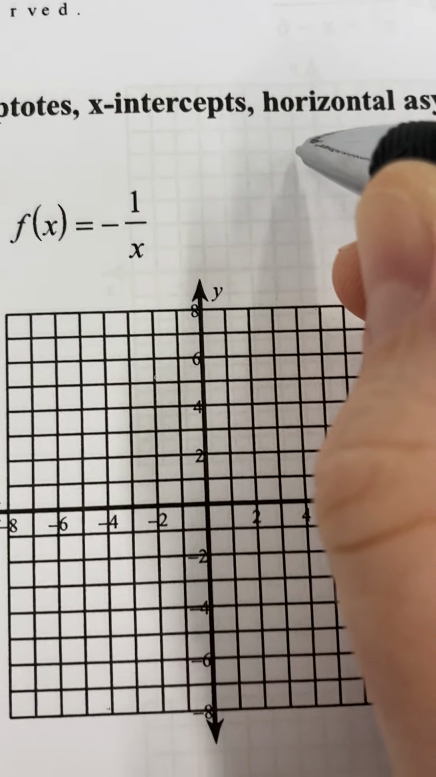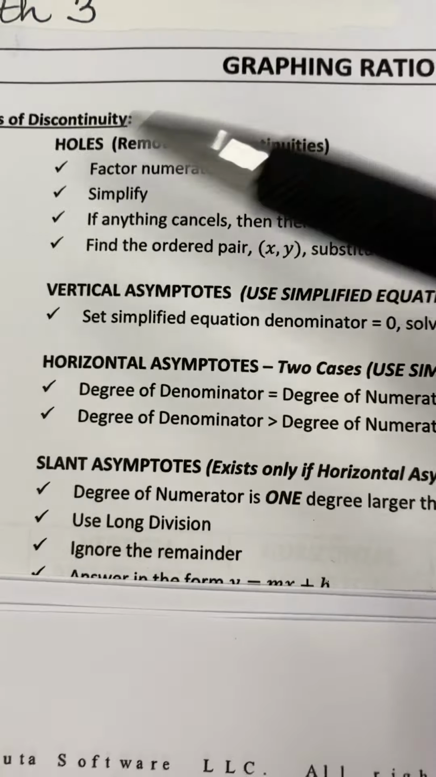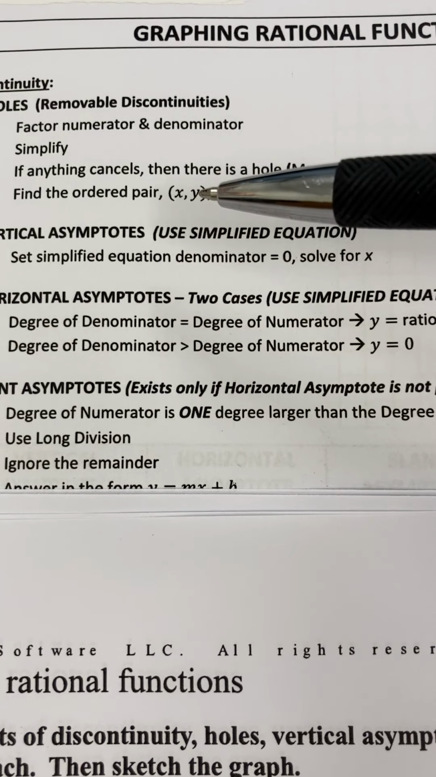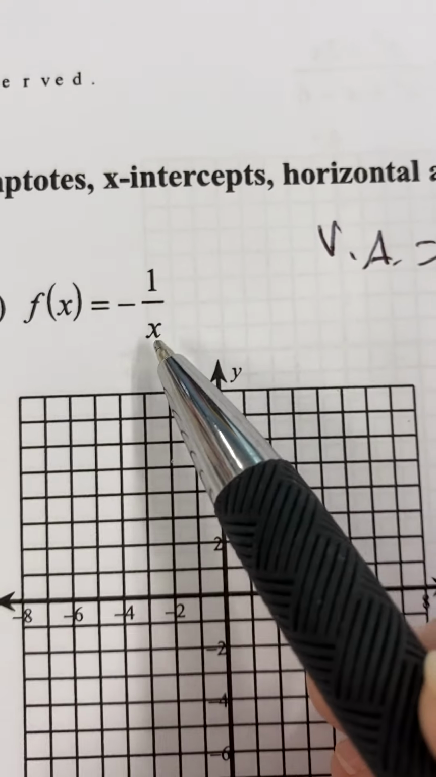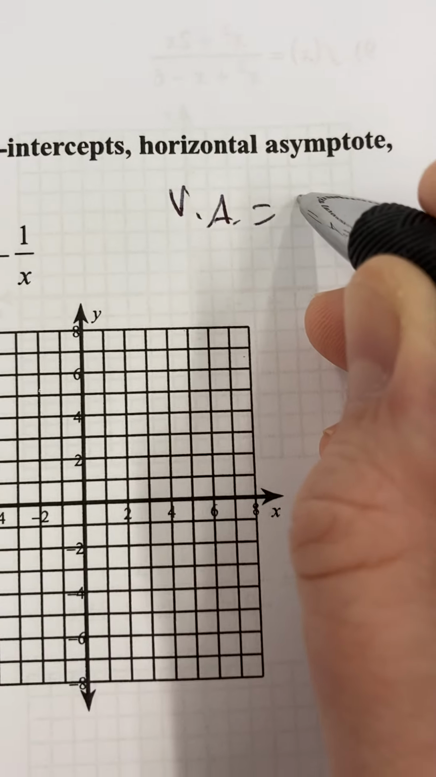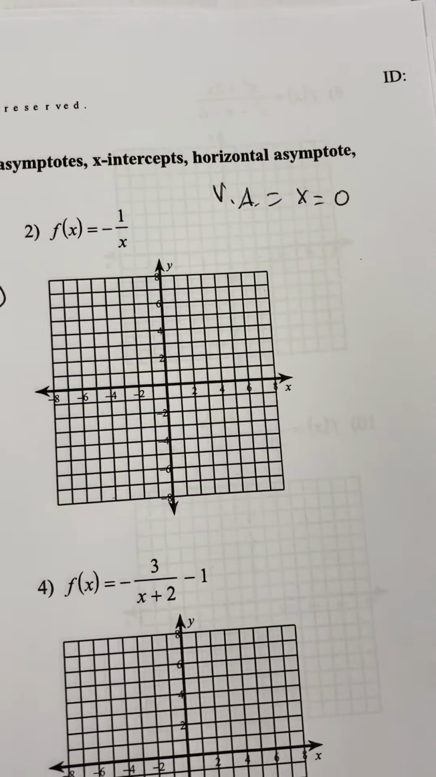Okay, let's start with this. Let's do our vertical asymptotes. And again, I will have this worksheet online for you. So wherever your denominator cannot equal 0. So my denominator cannot equal 0 at 0. So x equals 0. I have an asymptote, which is your y-axis.